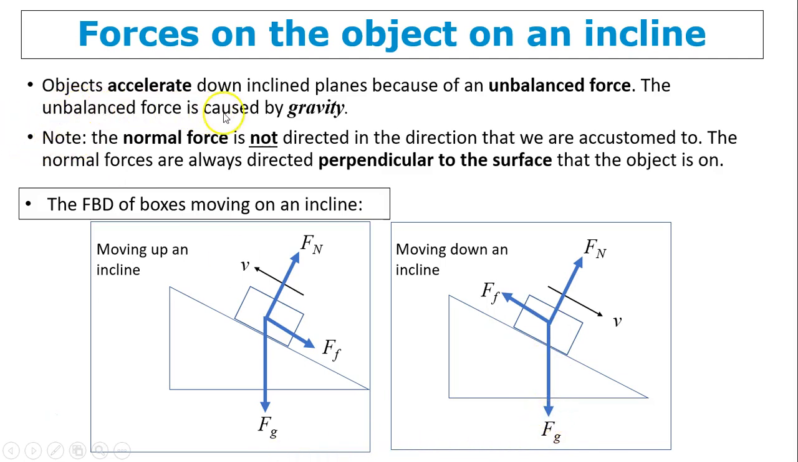So objects accelerate down the inclined plane because of unbalanced force. It doesn't matter if the object is moving up or moving down, the acceleration is always downward. The unbalanced force is provided by gravity. Note, the normal force is not directed in the direction we're accustomed to, like straight up. The normal force is always directed perpendicular to the surface that the object is on.